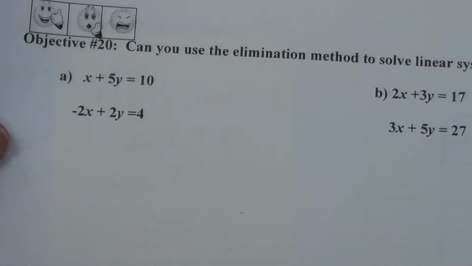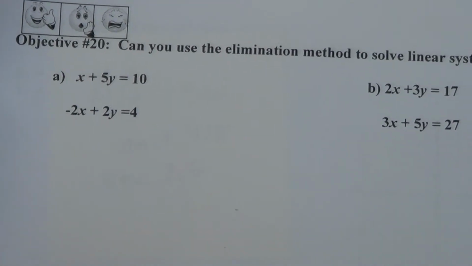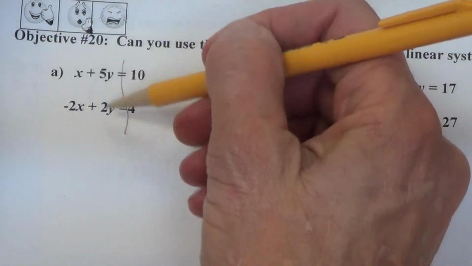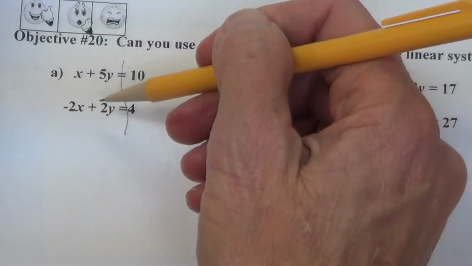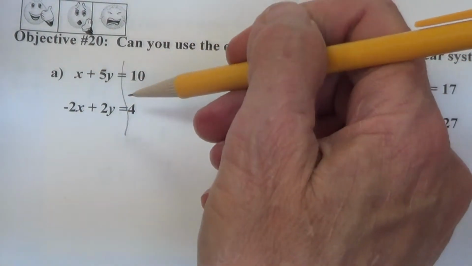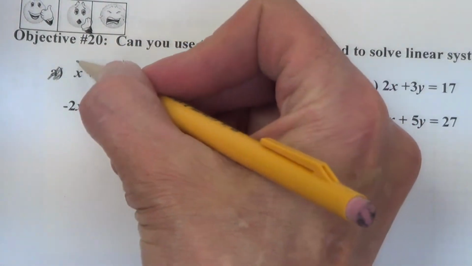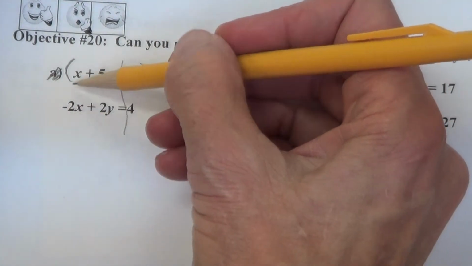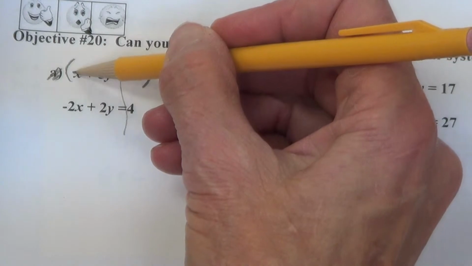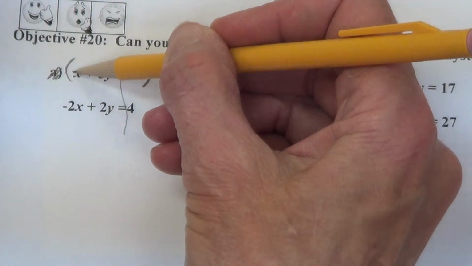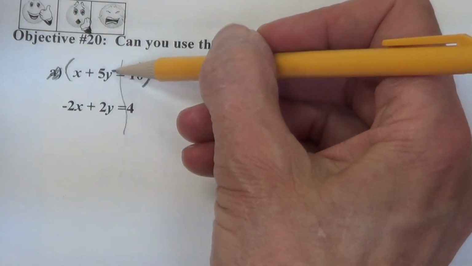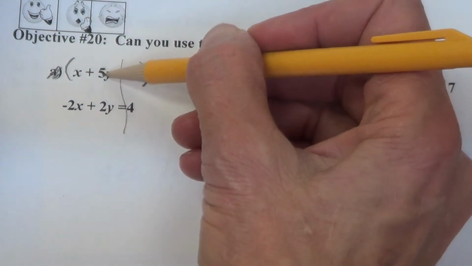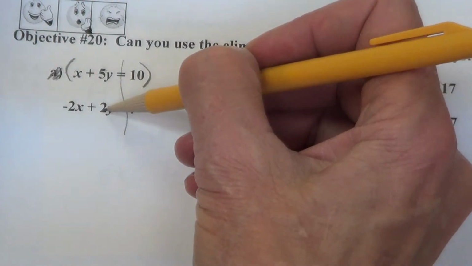Okay, can you use elimination method to solve these linear systems? Well, if we look at these, we are lined up. Our y's are over our y's, x is over the x, but we do not have opposites. Today, what we need to do is multiply to get opposites. Now, in order to get the x's to be opposites, this would have to be a 2. In order to get the y's to be opposites, our lowest common denominator of 5 and 2 would be 10, so we'd have to get 10 there and maybe a negative 10 there.